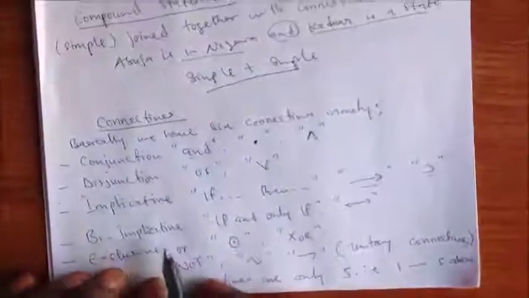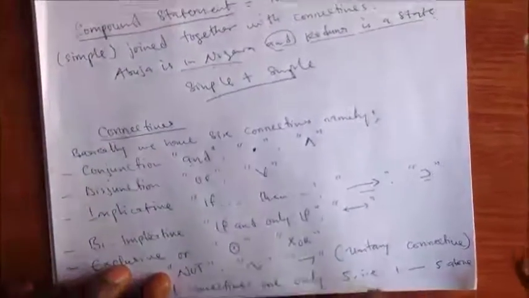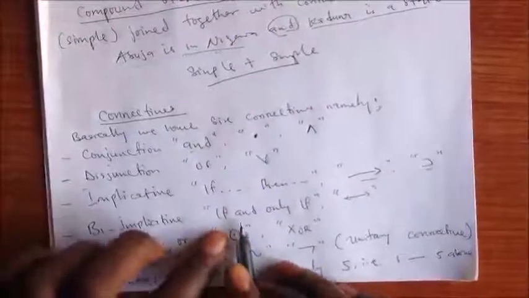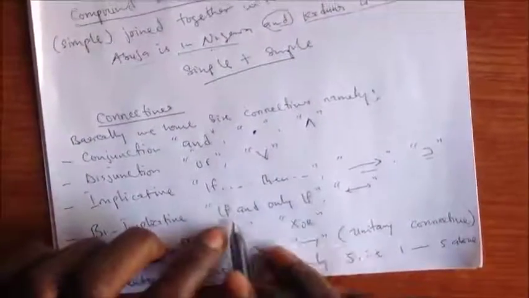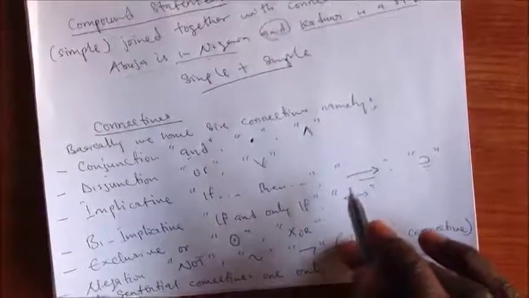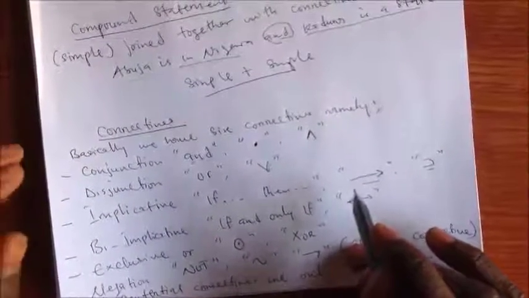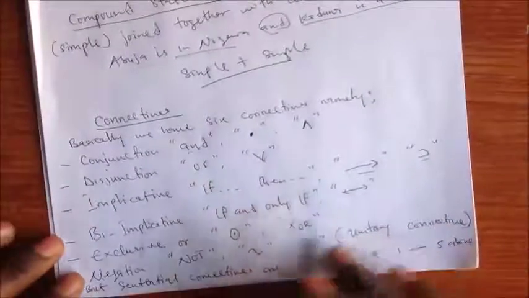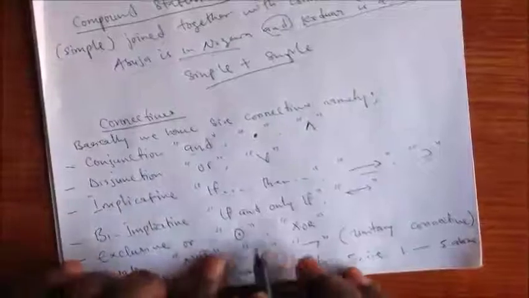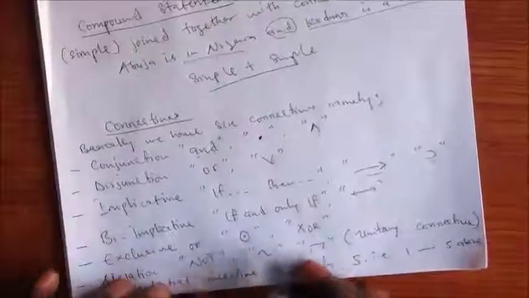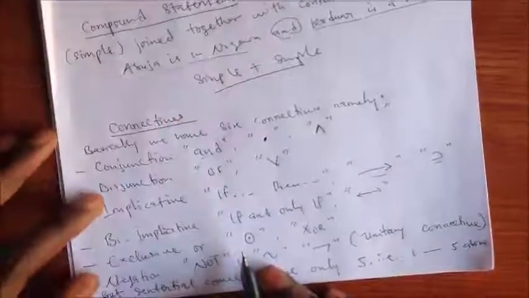Then we have the next one, which is biimplicative. Its other name is biconditional or bi-material implicative. This means if and only if. For example, Kaduna is a state if and only if Nigeria is a country. This is how we normally use these connectives in a sentence. Then we have exclusive or, which is denoted as this, and XOR. That's how we normally denote it, which is also under connectives.